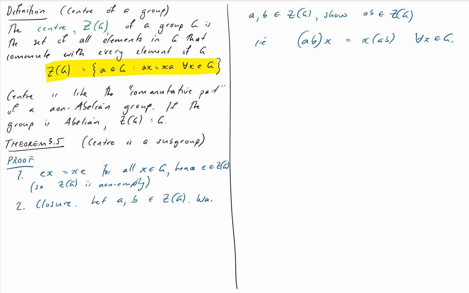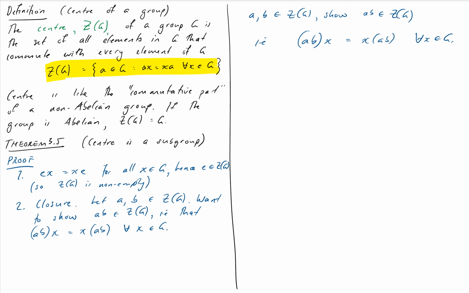Want to show that AB is a member of the centre. That's how we show closure, i.e. that ABX equals XAB for all X in G.